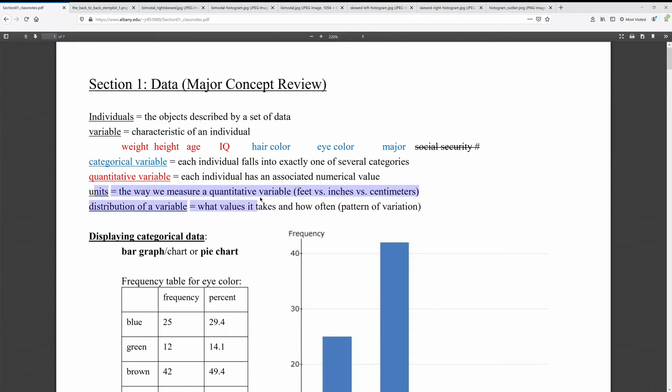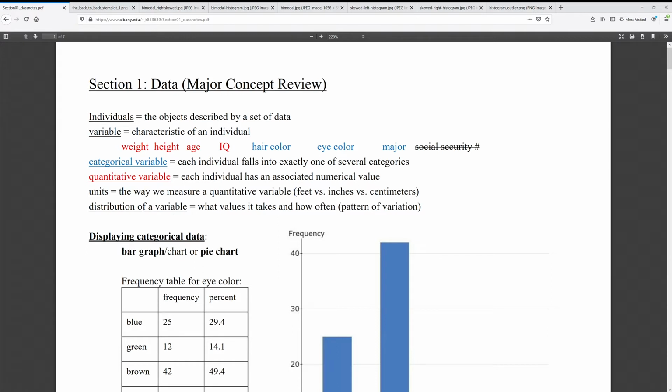Units, the way we measure a quantitative variable. We'll talk about units incessantly throughout the course, but the bottom line is that you could talk about somebody's height in feet, or their height in inches, or their height in centimeters, and those would be different sets of numbers as far as that goes, right? It would still be everybody's heights. Conceptually, it's the same type of data, but numerically, they would be different numbers if we did them in feet or inches or centimeters, right?